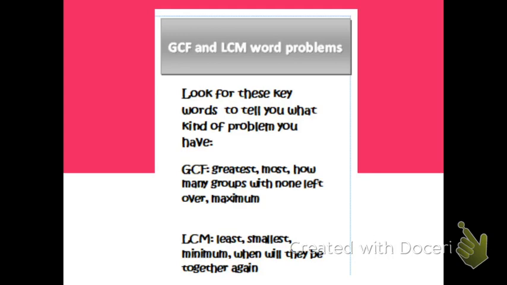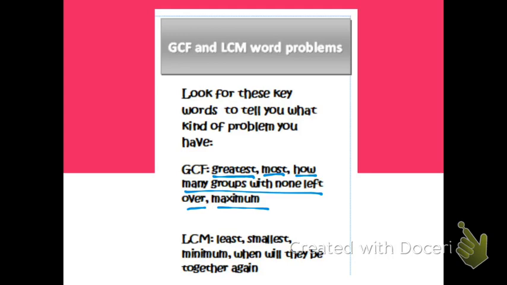And you know these are not rules. These are not every time you see this certain word, it's going to mean that you have a GCF or an LCM word problem. But these are hints that it might be GCF or LCM. So look at the first one that has GCF. If you see words like greatest, most, how many groups with none left over, that's the one most people will miss, and maximum, those generally mean we have a greatest common factor question.